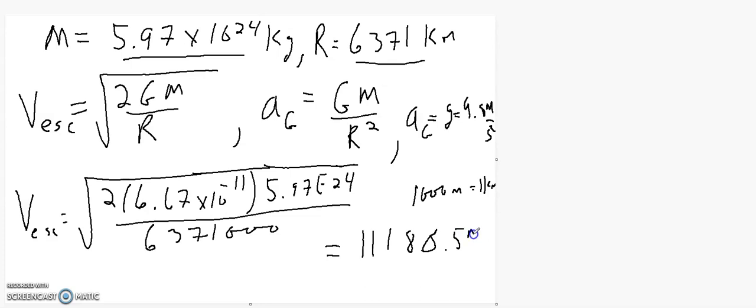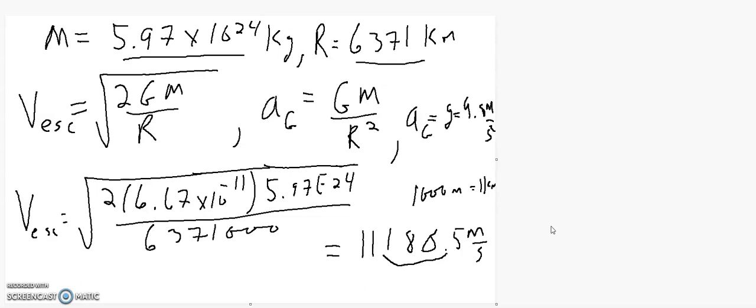80.5, and that's meters per second. And then to convert that to kilometers per second, you divide by 1,000, right? And so really the decimal goes 3 places to the left, right? And so here I'm going to round.